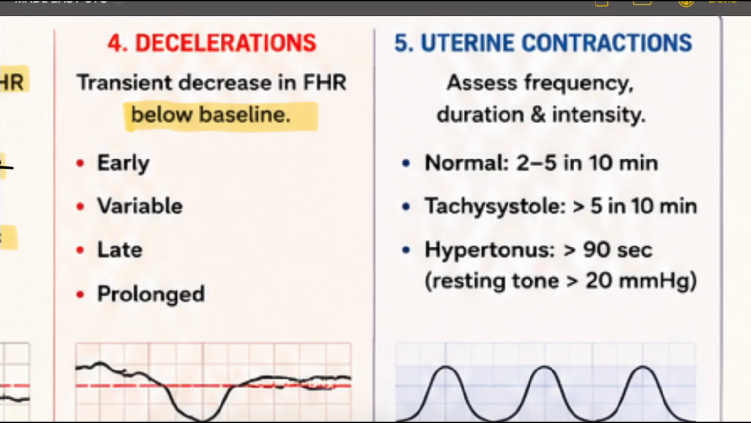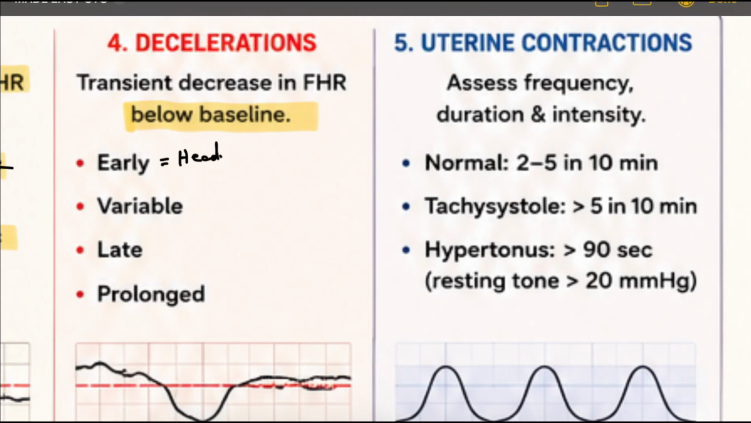It's related to the head. It's caused by head compression occurring during contractions, a mirror image of the contraction, and is benign. For example, in the second stage of labor, the baby's head descending, early deceleration signs are normal findings. So that is early deceleration.